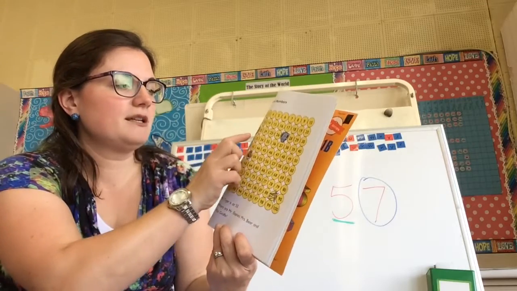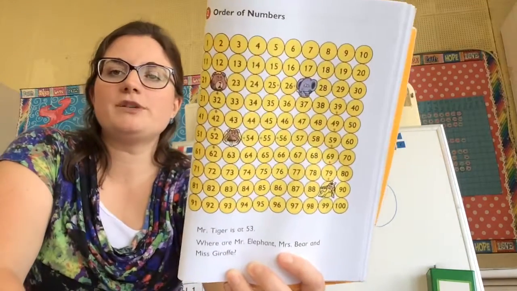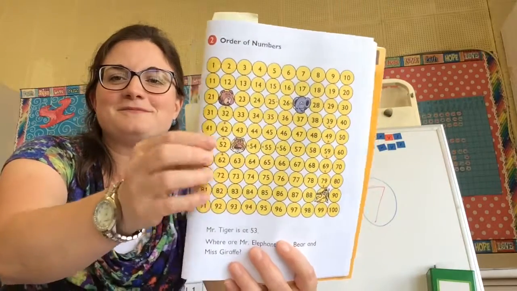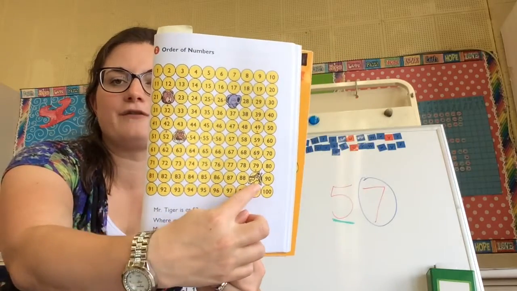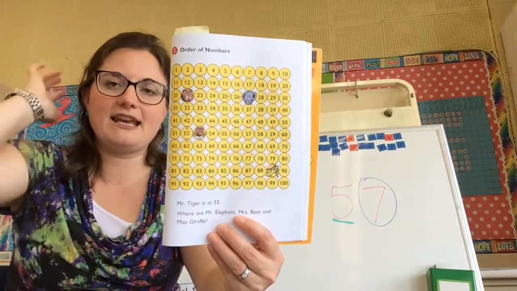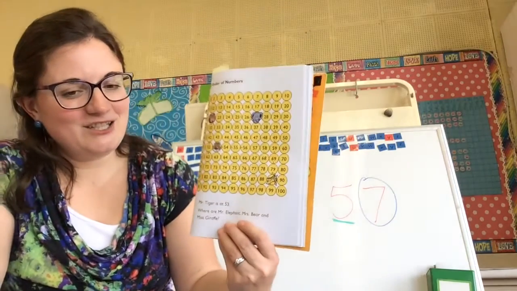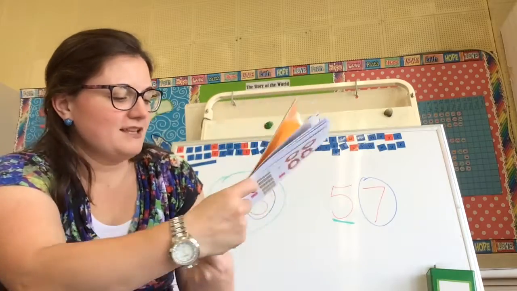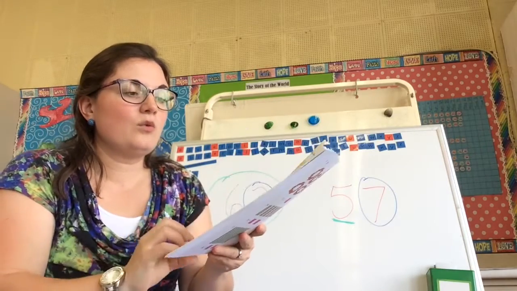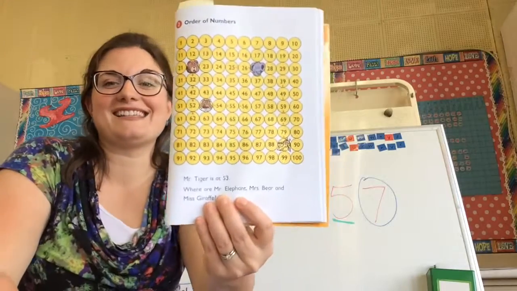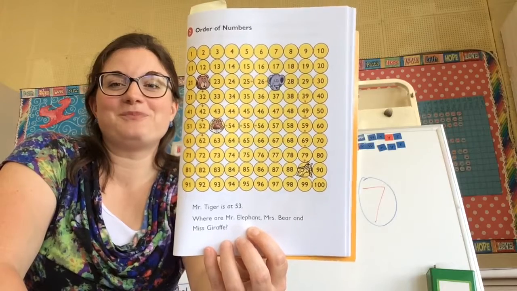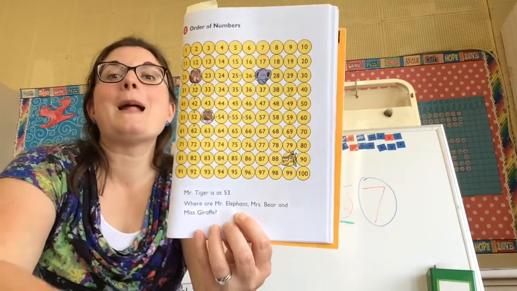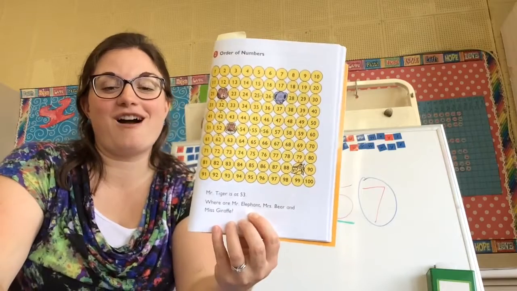What about Mrs. Bear? What number is Mrs. Bear at? 22, you're right. And what about Miss Giraffe? What number is Miss Giraffe at? Can you say that out loud? 89. You are right. Okay? So, which one is at the highest? Who's at the highest number? Which animal? Say it out loud. Miss Giraffe. You are right.